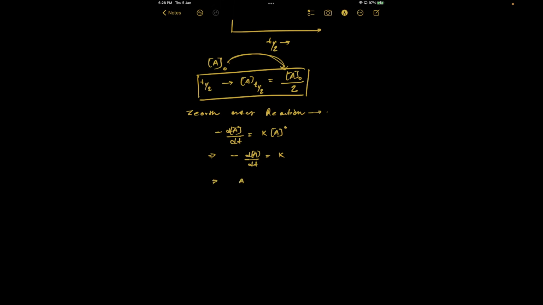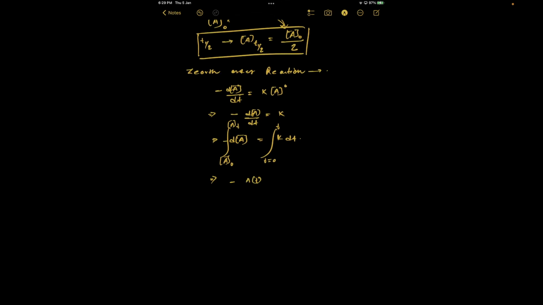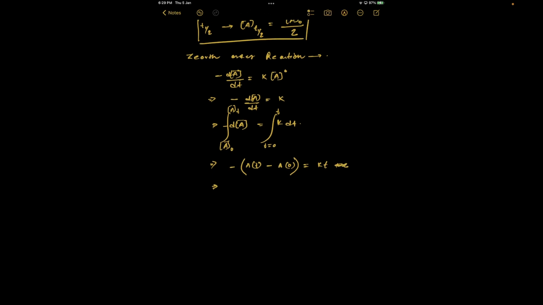Okay, so you can integrate that. d[A] equal to minus k dt. Initial concentration was A0 at time t equal to 0, and you are integrating up to time t, where the concentration will be At. After integration, it will be minus At minus minus A0 equal to kt. You are just doing a definite integration. So minus At plus A0 equal to kt, then At will be equal to A0 minus kt.